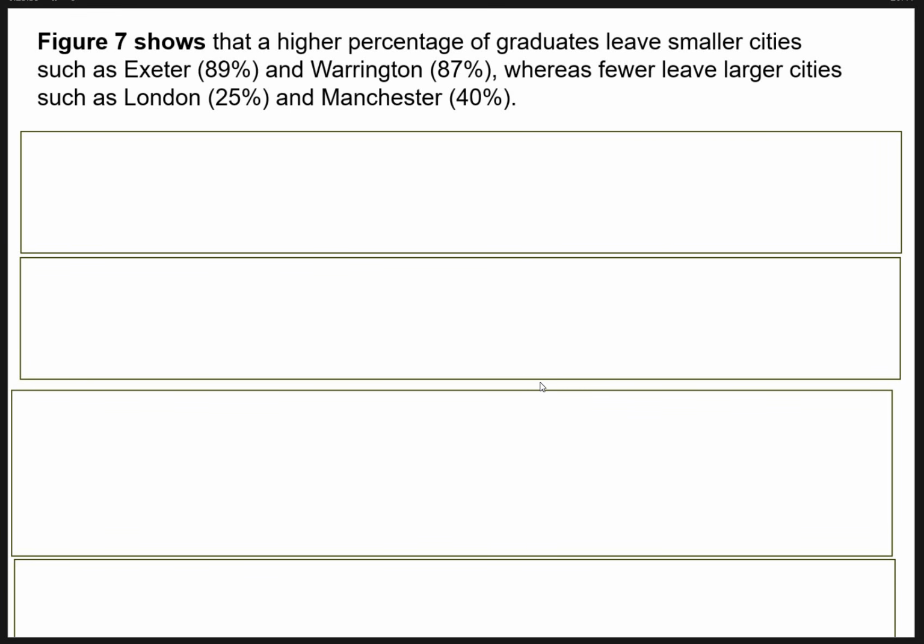So straight into it. Figure 7, I'm already using the data. Figure 7 shows that a higher percentage of graduates leave smaller cities, such as Exeter and Warrington, whereas fewer leave larger cities, such as London and Manchester. So I've used the data.